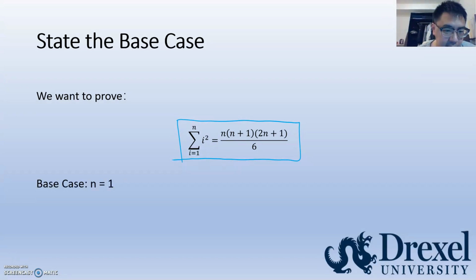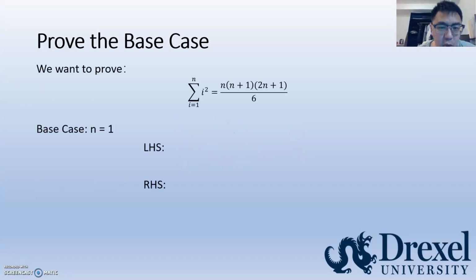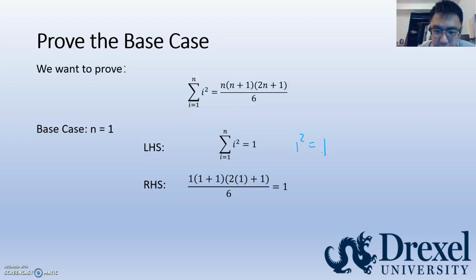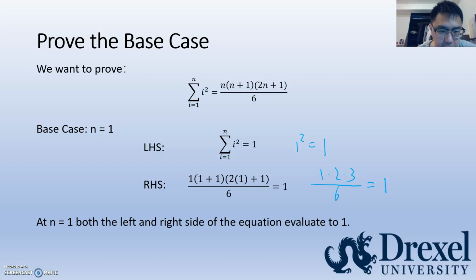The base case is simply n equals 1. So what happens when n equals 1? Basically, when n equals 1, the left-hand side turns to something like this. It actually equals 1 squared, which is 1. And the right-hand side turns to something like this. The numerator is 1 times 2 times 3, and the denominator is 6, which also equals 1. So basically we prove that the left hand side and the right hand side are both equal to 1, and we prove the base case is correct.